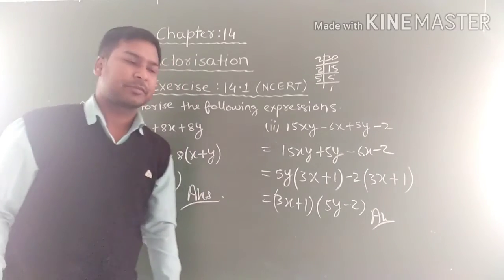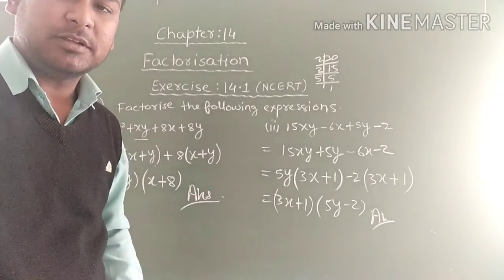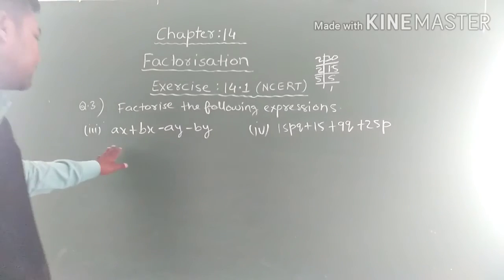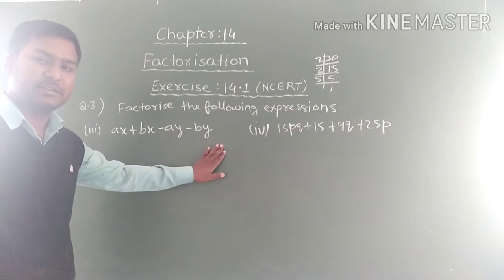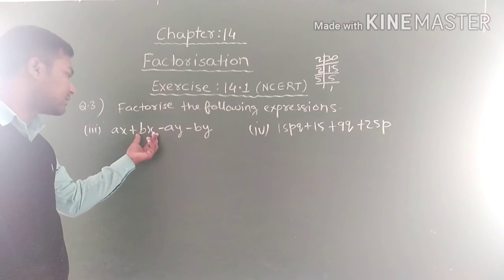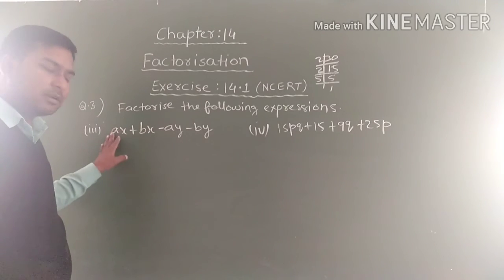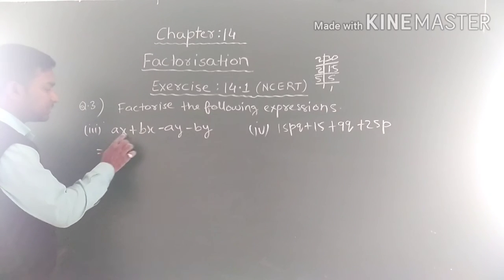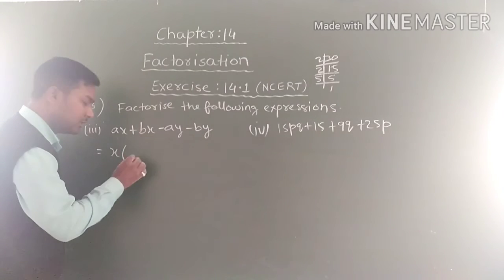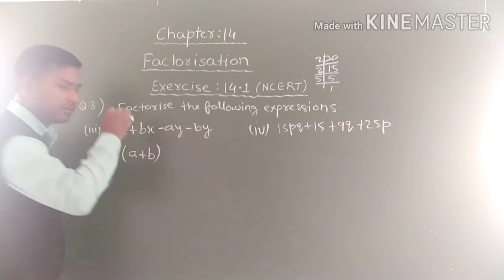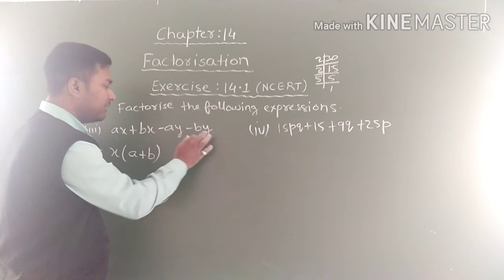Okay, so this is up to question number 2. Now the next one is question number 3rd: ax plus bx minus ay minus by. So ax and bx are two terms which we can take common. Just take ax plus bx, so x is common. What is left? a and b is left here. So this will be a plus b. Similarly, in these two terms we have to take common. So minus y we can take as a common.